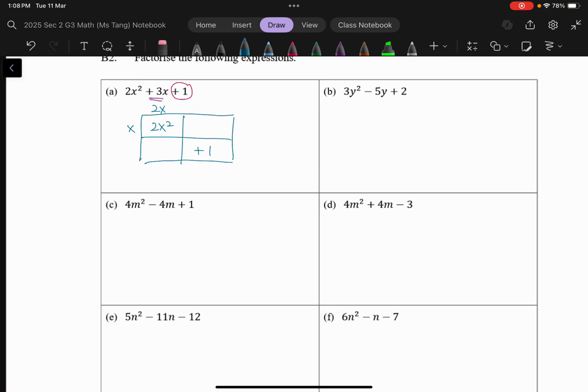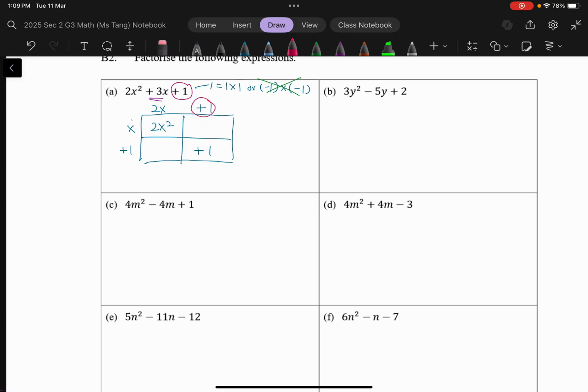So for 1, the factors are either 1 times 1 or negative 1 times negative 1, and it can't be the second set because our target is a positive number. So that leaves us with plus 1, and then now let's check our answer.